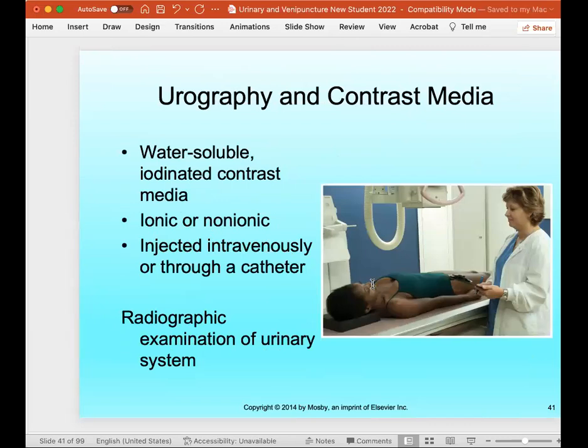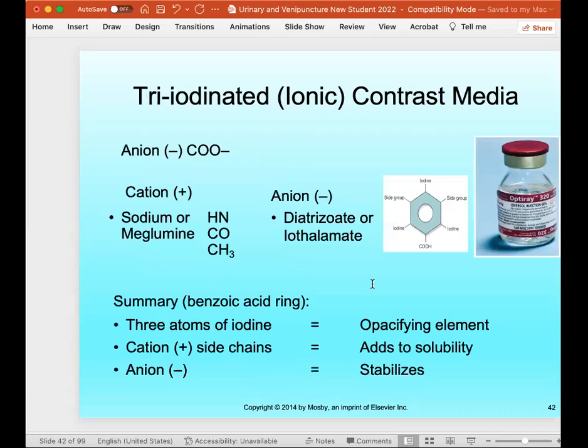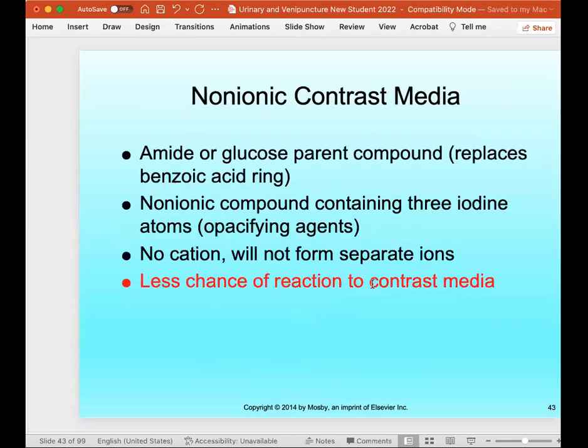So for a urinary system exam, we're going to use water-soluble contrast media. Okay. We don't use barium like we do for upper or GI gastrointestinal exams. So it's going to be either ionic or non-ionic. We prefer to use non-ionic if possible. Okay, so ionic is going to have positive and negative ions.